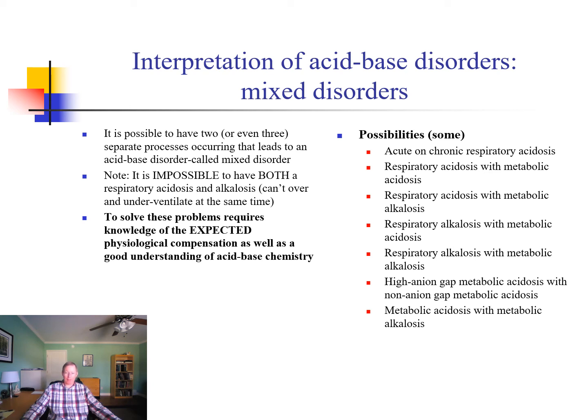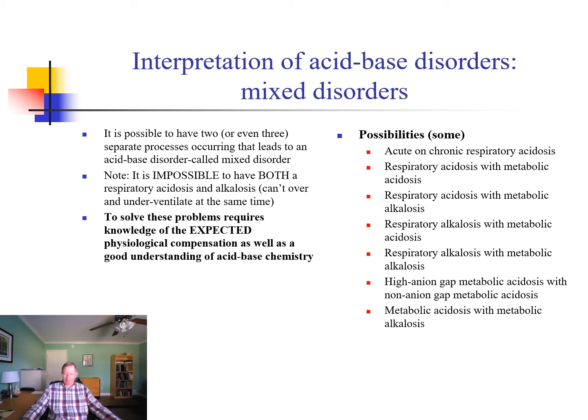That is, there might be 2 things or even 3 things that lead to a complicated acid-base process going on. However, you can solve these things because if you go about a systematic way of interpreting the arterial blood gas and the BMP, you can actually figure this out. So it's important that you understand the chemistry as well as the expected compensation.